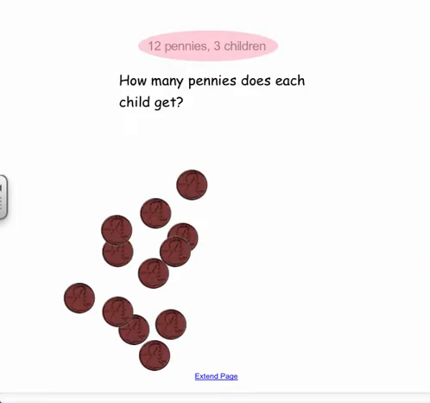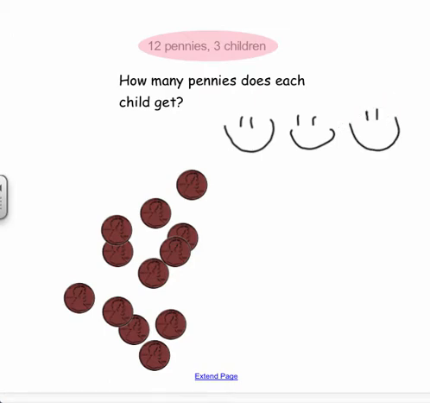Here's another problem for us to solve. There's 12 pennies and 3 children. How many pennies does each child get? I'm going to first draw my children off to the side. Here's child 1 with the smiley face because they're happy that money is coming his or her way. Here is child 2, and here is child 3.